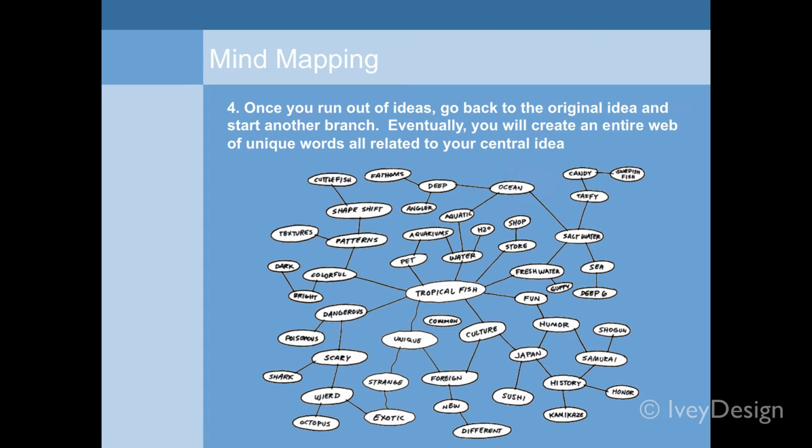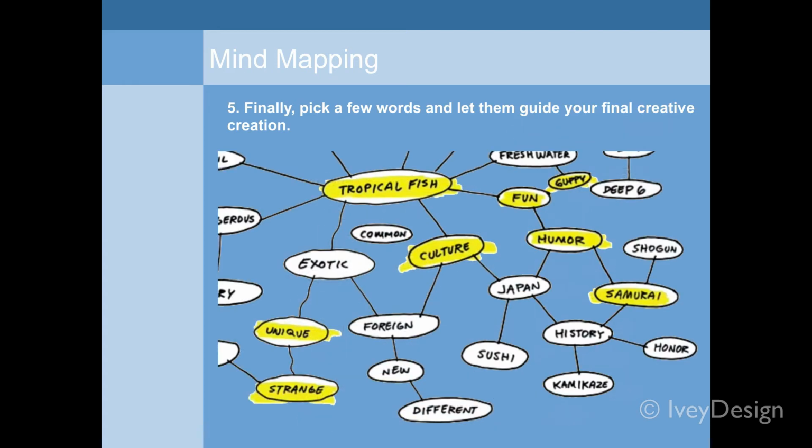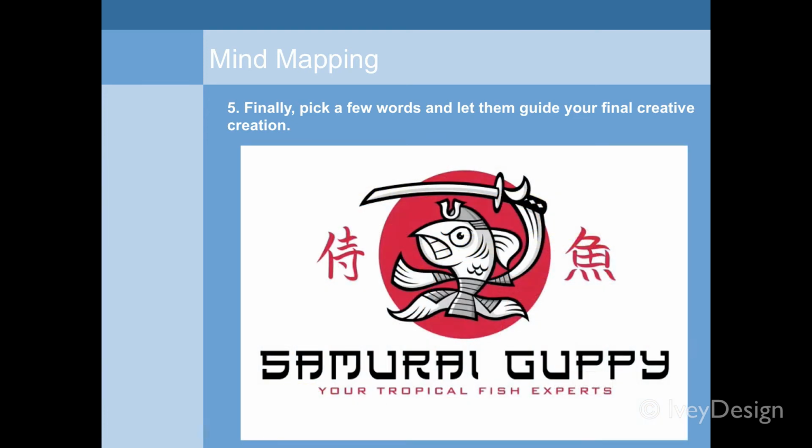Eventually, you'll run out of ideas, so from then you can go back to your original idea and start another branch. By the time you finish, you'll have created an entire web of unique words all related to your one central idea. From here, pick a few words and let them guide your final creative creation. In this case, tropical fish also came up with unique and culture, humor, samurai, and even guppy. So we use these words to come up with our final logo idea, which would look something like this, Samurai Guppy. All of this came from one word and the various words that were related to it.